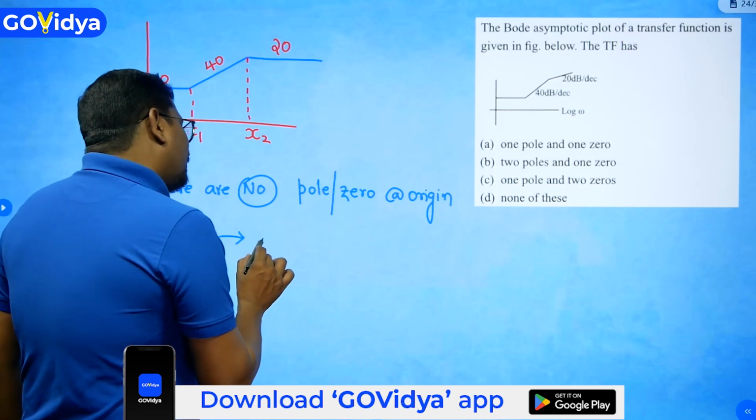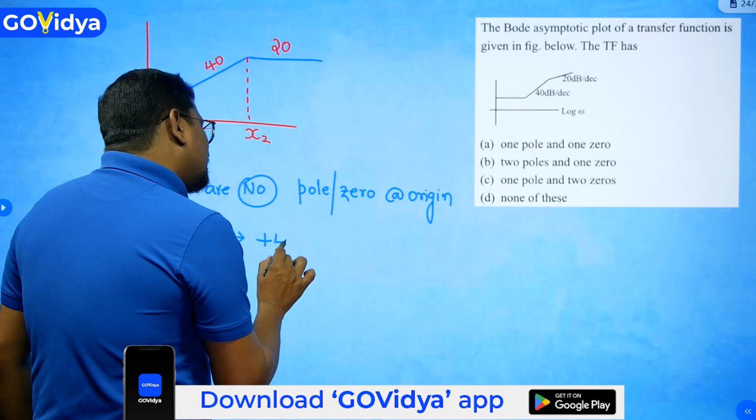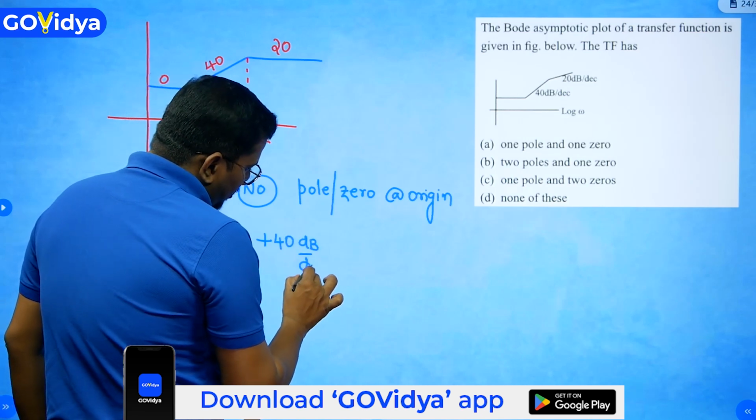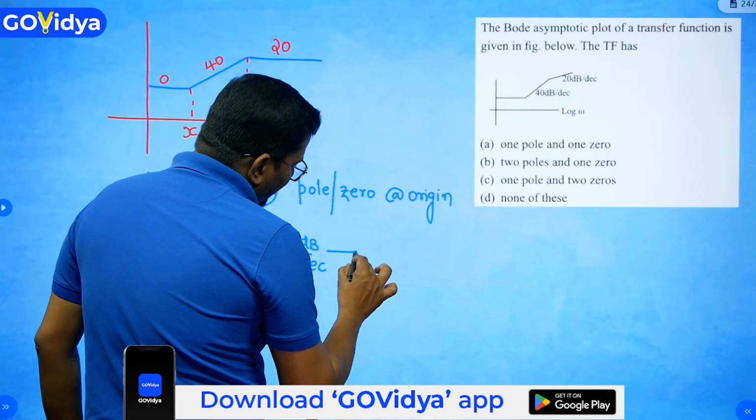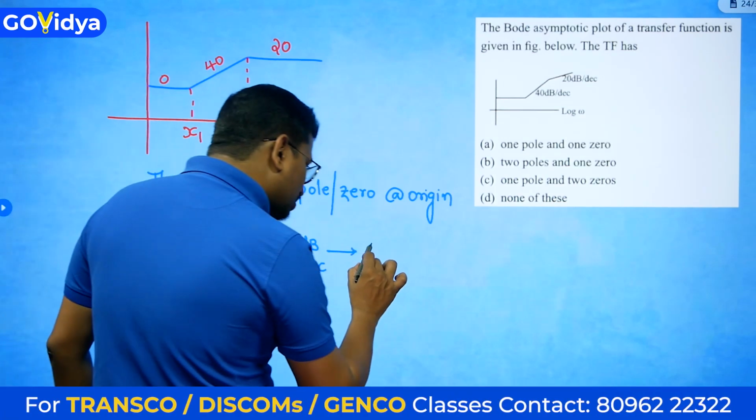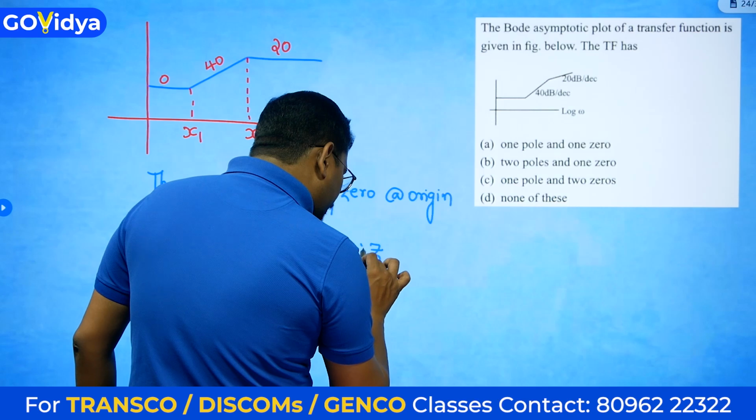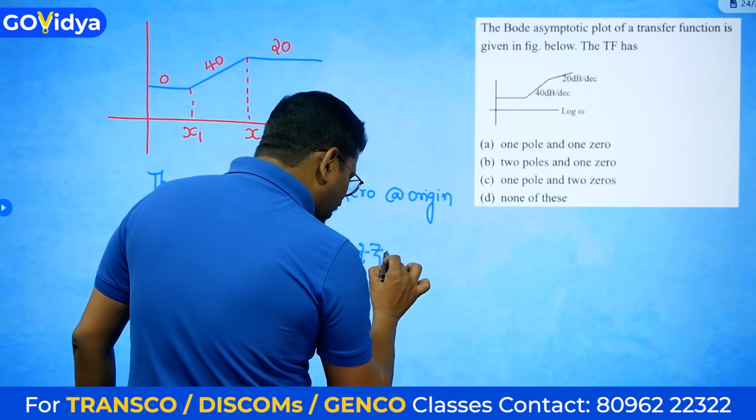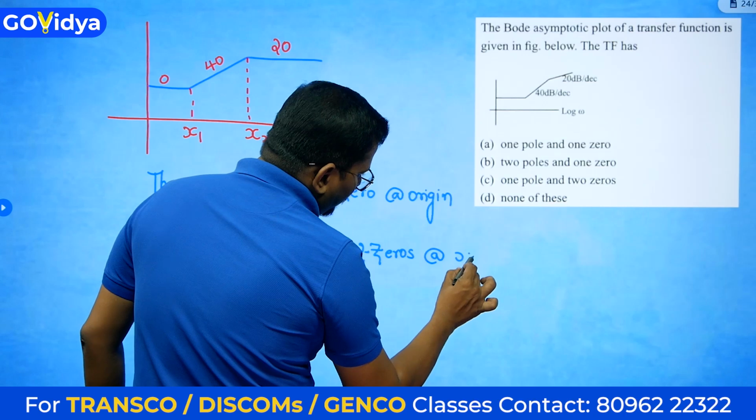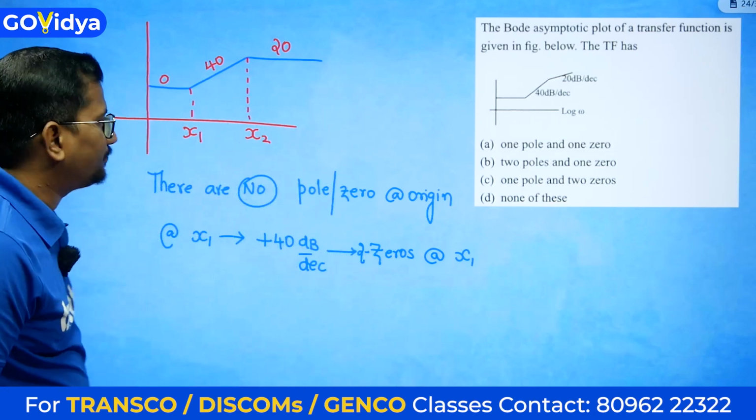We can say for plus 40 dB per decade, the resultant slope is 40 dB per decade. So 40 dB per decade means what you have added there? 2 zeros at x1.